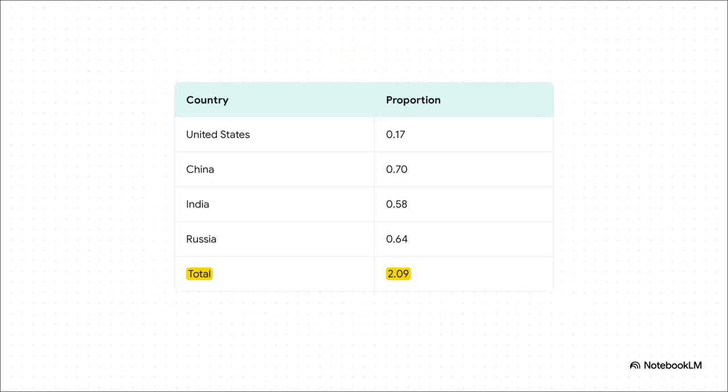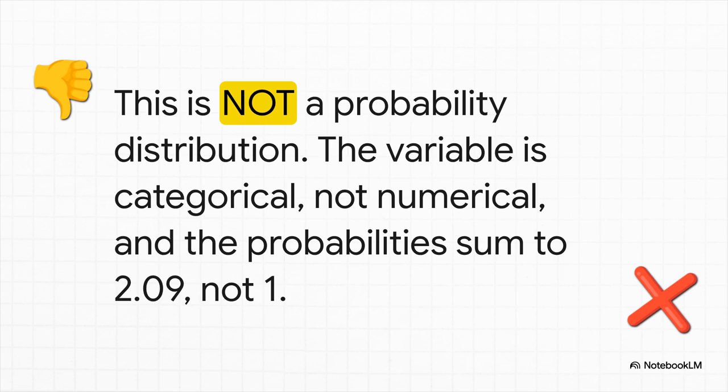Okay, pop quiz time. Have a look at this table. It shows the proportion of unlicensed software in a few different countries. So, my question to you is, is this a probability distribution? Take a second and think about it. If you said no, you are absolutely right.